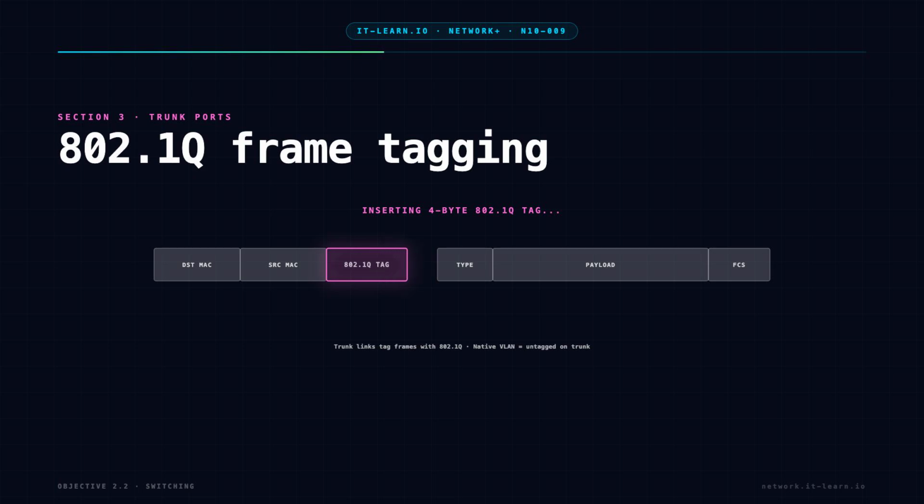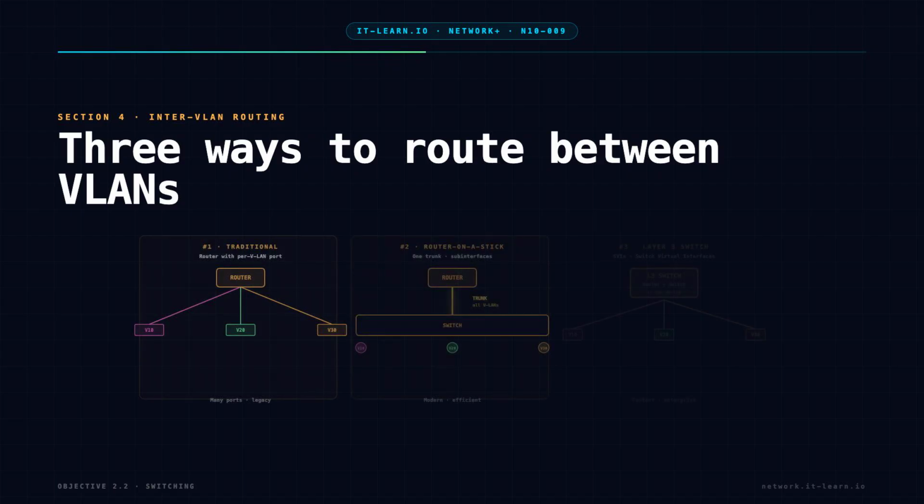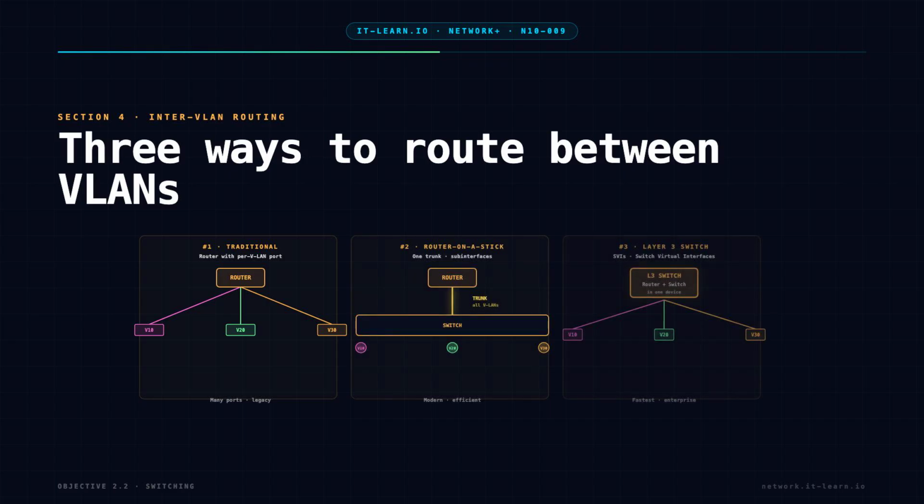Inter-VLAN routing is the process of routing traffic between VLANs. Since VLANs create separate broadcast domains, a layer 3 device is needed to forward traffic between them. There are 3 common methods. The first is using a traditional router with a separate physical interface connected to each VLAN. The second is router on a stick, where a single router interface is divided into sub-interfaces, each configured for a different VLAN and connected to a trunk port on the switch. The third is using a layer 3 switch that can perform routing internally between VLANs using switch virtual interfaces, or SVIs.